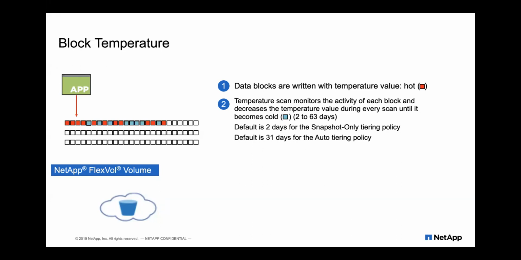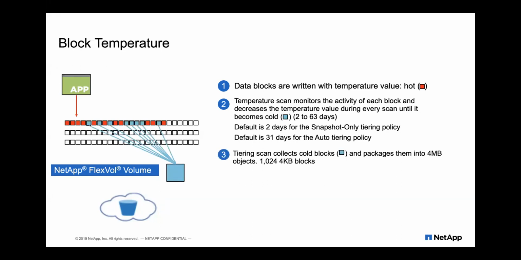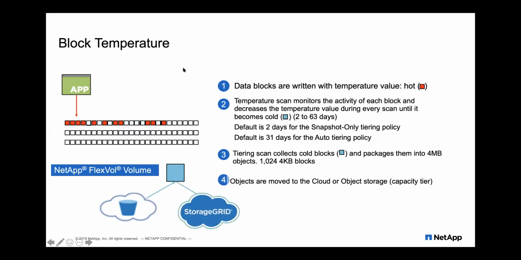So once we collect enough 4K blocks, 1,024 4K blocks, we combine that into a 4 megabyte object, at which point we tier it to your capacity tier, so cloud, object storage, or StorageGRID.